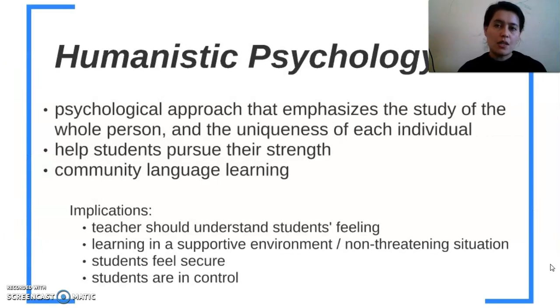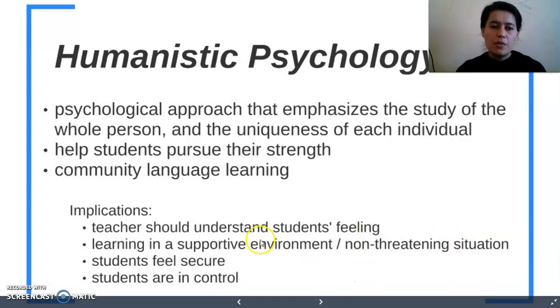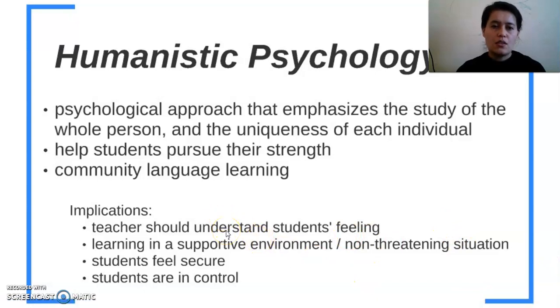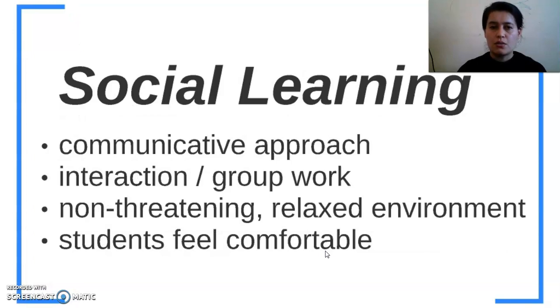And humanist psychology. It is a psychological approach that emphasizes the study of the whole person and the uniqueness of each individual, and it helps pursue their strengths, community, and language. Implications: teachers should understand the students' feelings. Learning happens in a supportive environment, a non-threatening situation. Students feel secure. Students are under control.